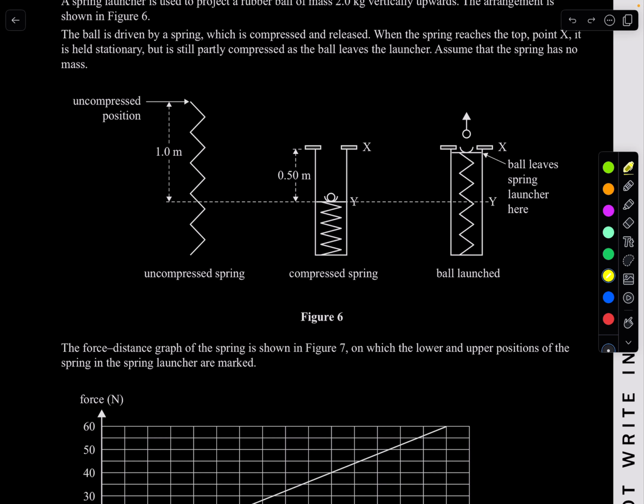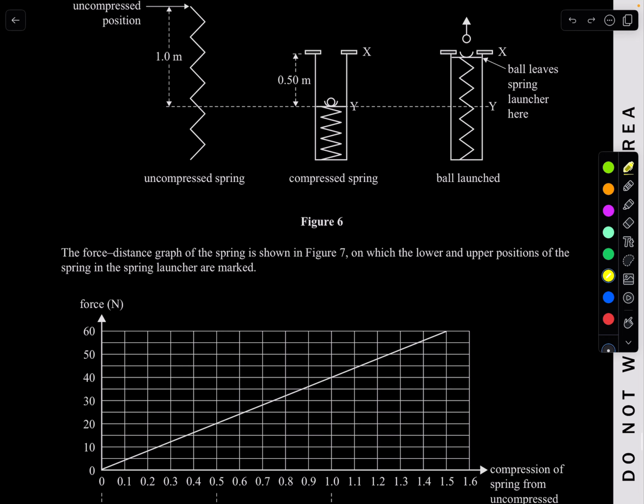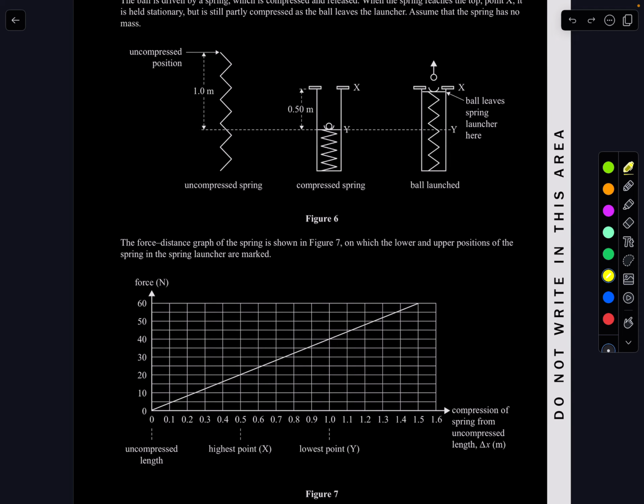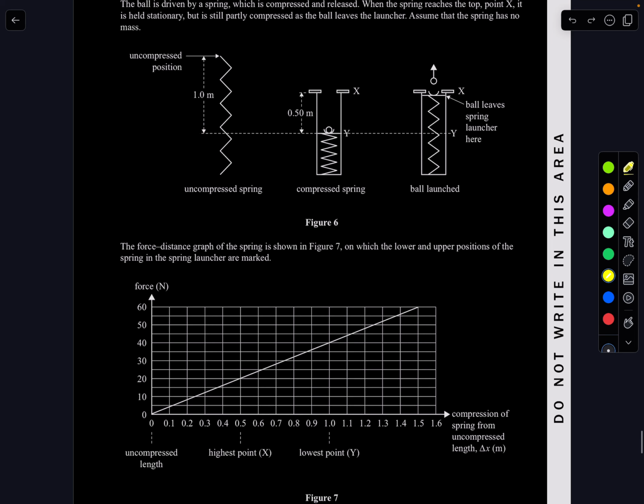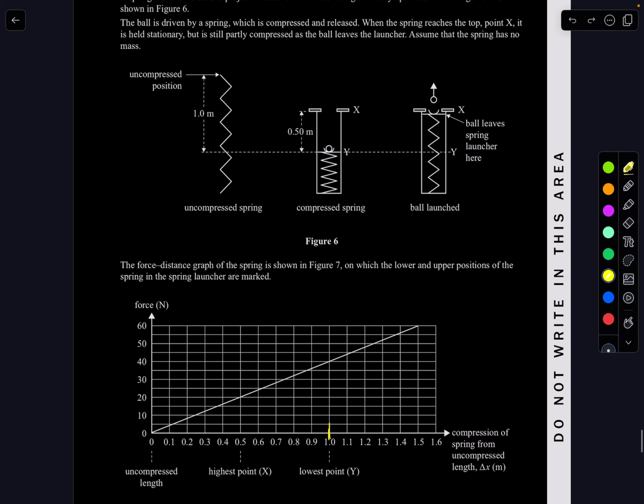The force distance graph of the spring is shown, on which the lower and upper positions of the spring in the spring launcher are marked. Of course, at the uncompressed length, your spring force is going to be 0. But when it is compressed to the Y position, which is 1 meter, it's going to produce a 40 Newton force. And when it goes over here, still compressed by 0.5, it is a 20 Newton force.